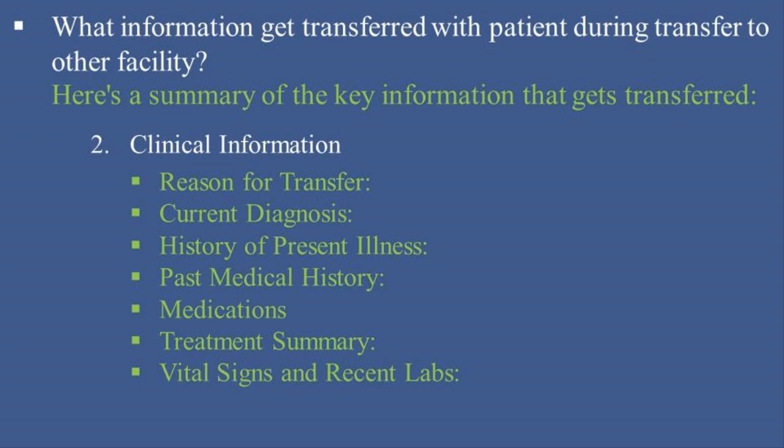Vital signs and recent labs. The most recent set of vital signs, lab results, imaging studies, and other diagnostic tests. Include relevant trends in vital signs or lab values. Advance directives. Copies of any advance directives, including living wills, DNR, do not resuscitate, orders, and power of attorney documents. Infection control status. Information on any infections, isolation precautions, or communicable diseases the patient may have.